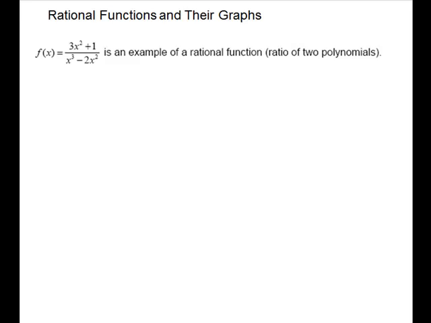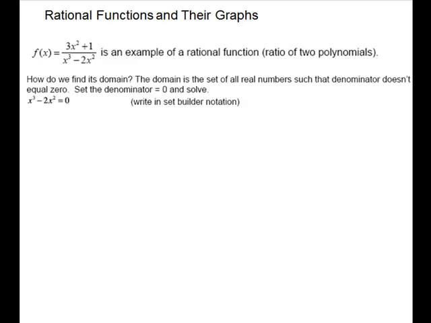Rational functions and their graphs. Think back to rational numbers. A rational number is any number that could be written as a fraction. So basically that's what we have here with rational functions: we have fractions. And so here's an example. F of x is this rational function, which is a ratio of two polynomials.